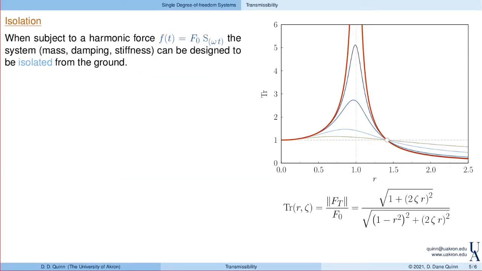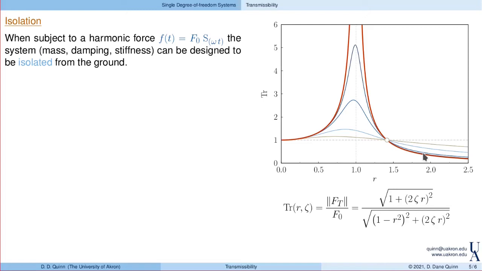Really, when a system is subject to a harmonic force, we can actually design that foundation, and in fact the whole system, the mass, damping and the stiffness, to isolate that applied force from the ground. Again, thinking about the original problem, we had a harmonic force applied to our mass, and we're asking what force is then transmitted to the ground. If we operate out in this region, then we've reduced the dynamic load applied to the ground as compared to the dynamic load applied to the system.